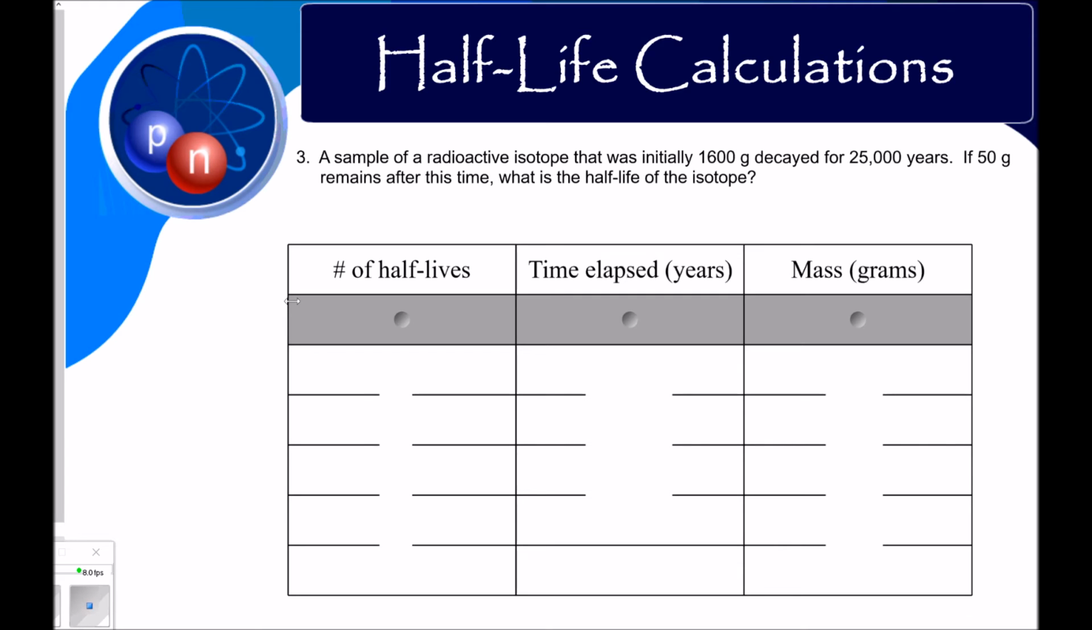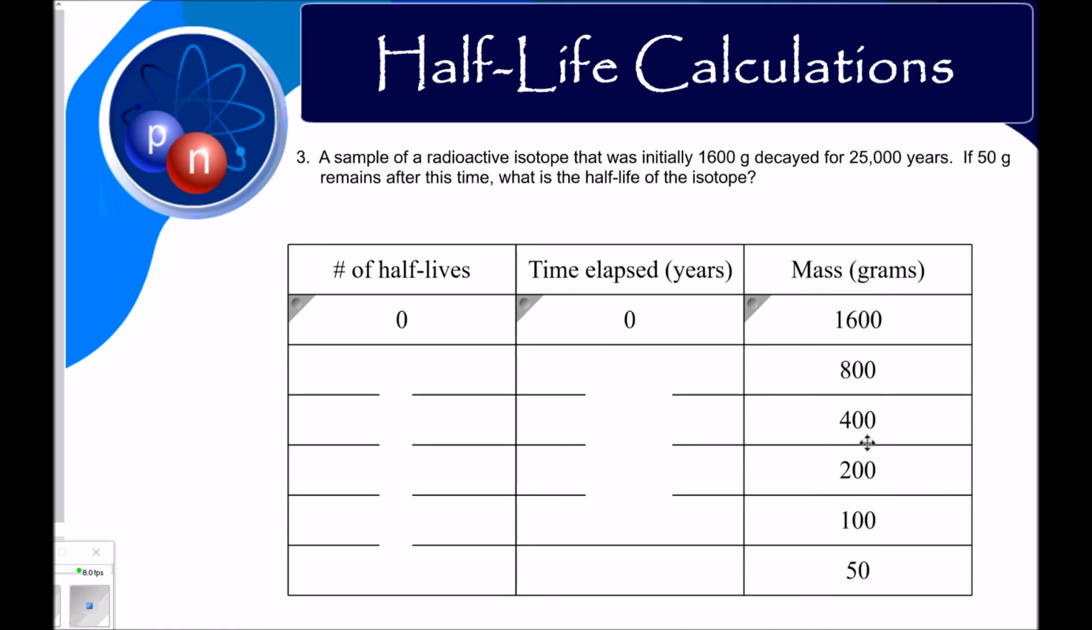Okay, welcome back. So hopefully you knew that the number of half-lives and the time elapsed always starts at 0. It told us that our sample was initially 1,600 grams. Okay, it said that this decayed for 25,000 years until 50 grams remained. So what I started with is I took the 1,600 grams and I divided it in two until I got to 50 here.